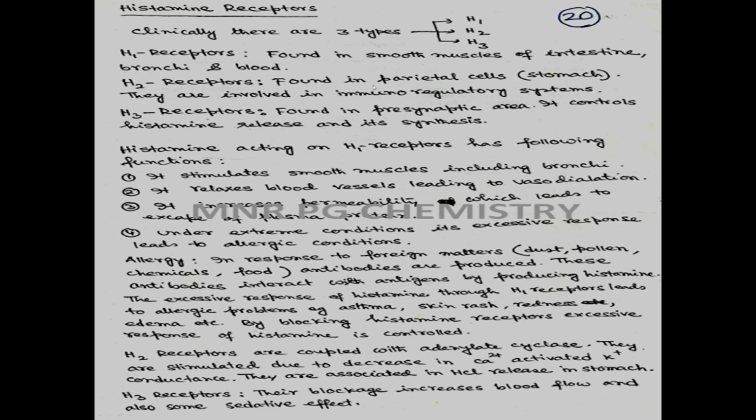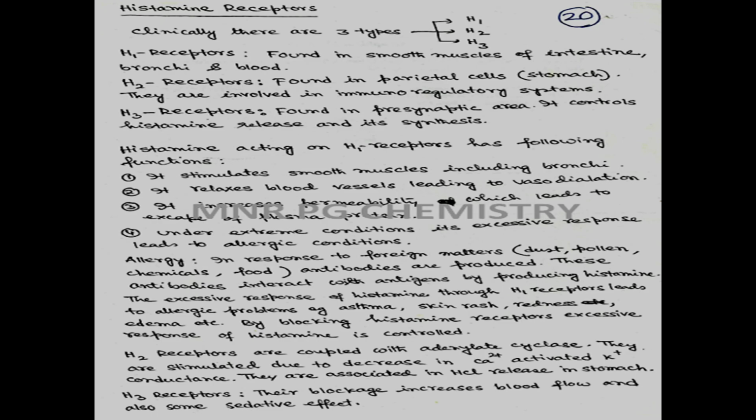H2 receptors are found in the parietal cell, that is related to the anti-ulcer drug discovery of cimetidine and ranitidine. So the H2 receptors are present in the parietal cell of the stomach, and they are involved in the immunoregulatory systems. Now come to the last one, H3 receptors are found in the presynaptic area, and they control the histamine release and its synthesis. Although there are three subtypes, our syllabus mainly focuses on the H1 receptor and H2 receptor.